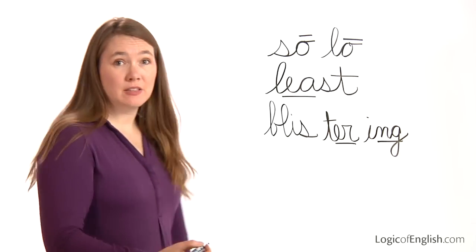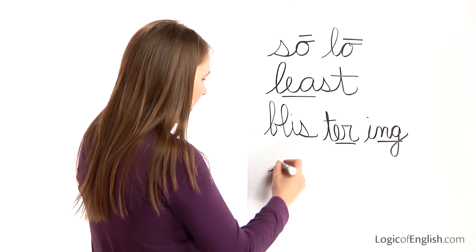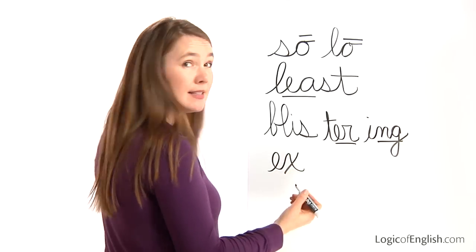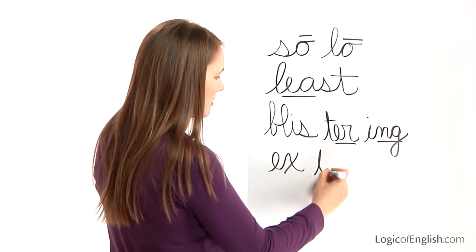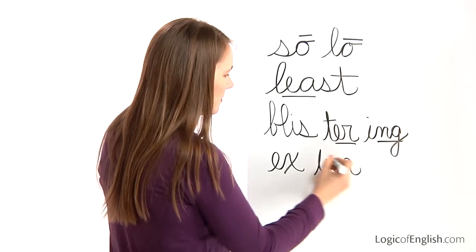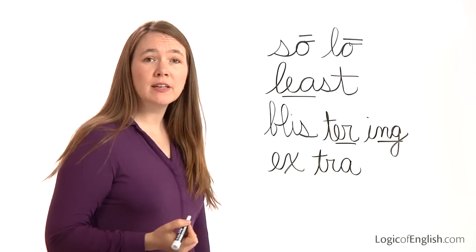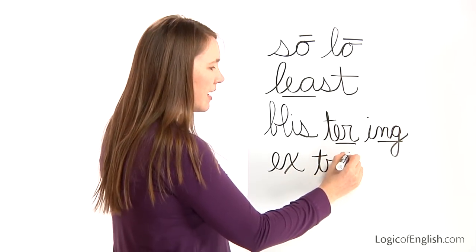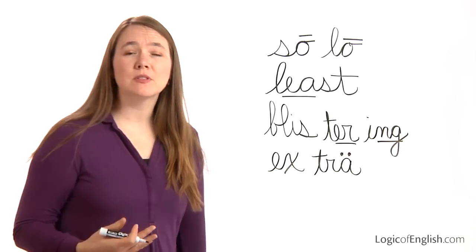And now help me to write it. The first syllable is ex, X. The second syllable is tra, t-r-aw. And how will we mark it? We'll put 2 dots over the a because it's saying its broad sound.